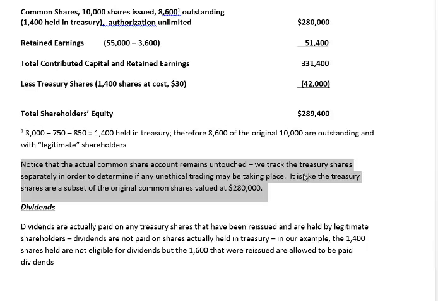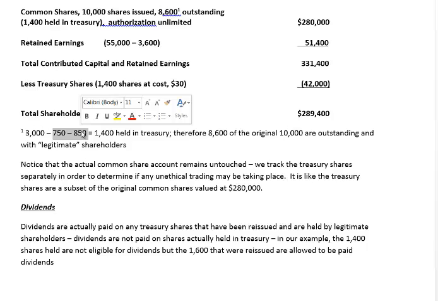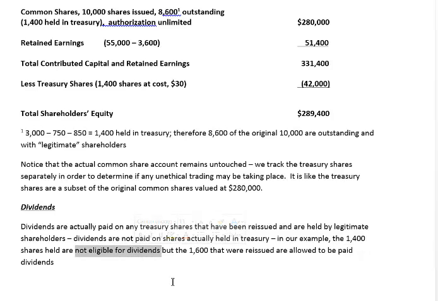The other thing I wanted to say is that dividends are actually paid only on Treasury shares that have been reissued. So we would pay a dividend on those 1,600 shares that we reissued, right? But the 1,400 that are being held in Treasury, we do not pay dividends on them. They're not eligible for dividends. But the 1,600 again that we reissued, we would pay dividends on them.